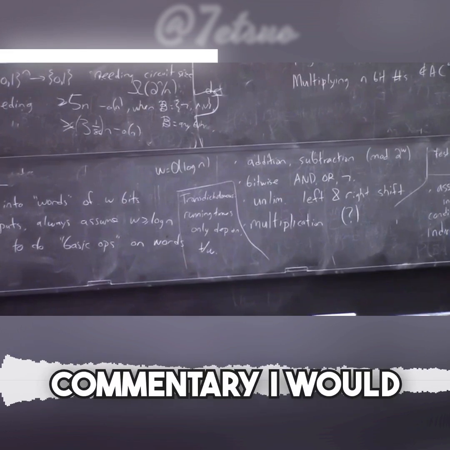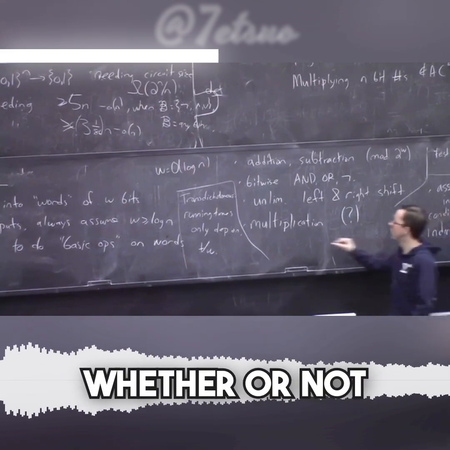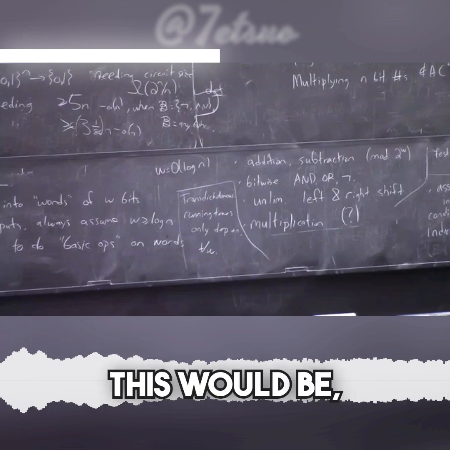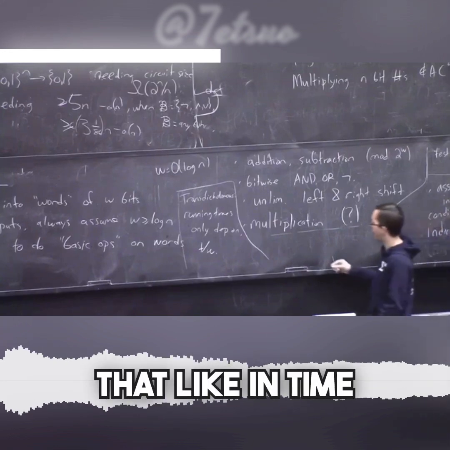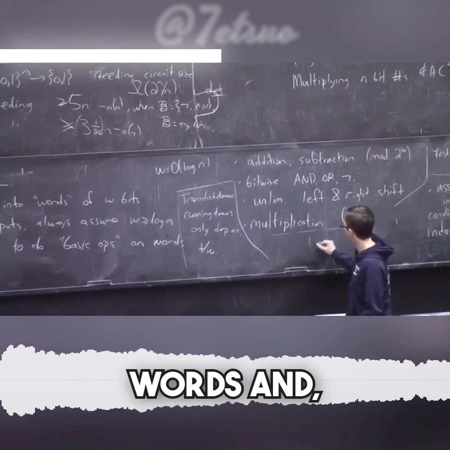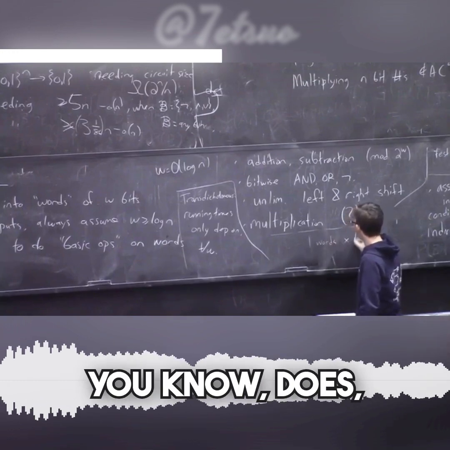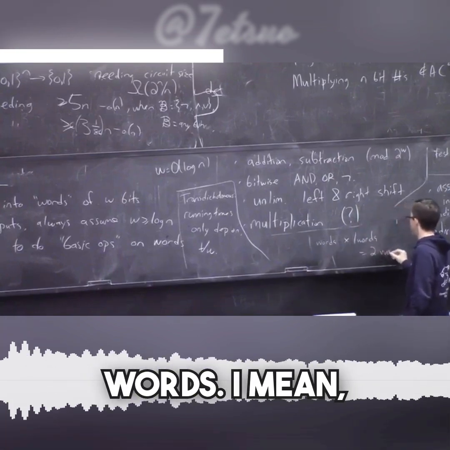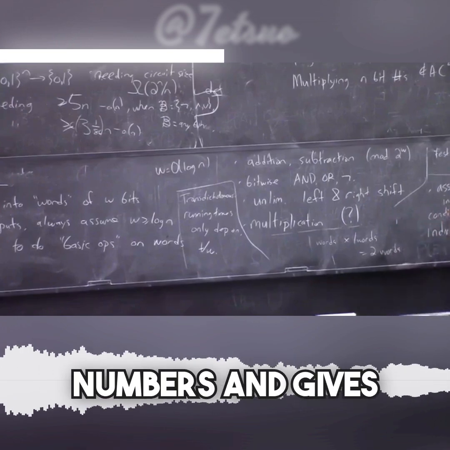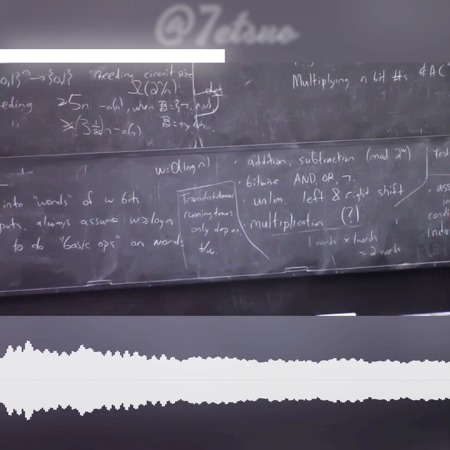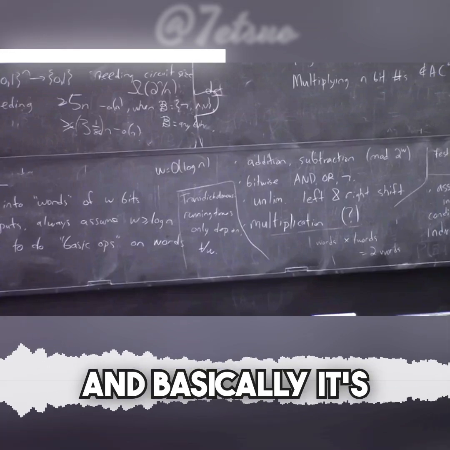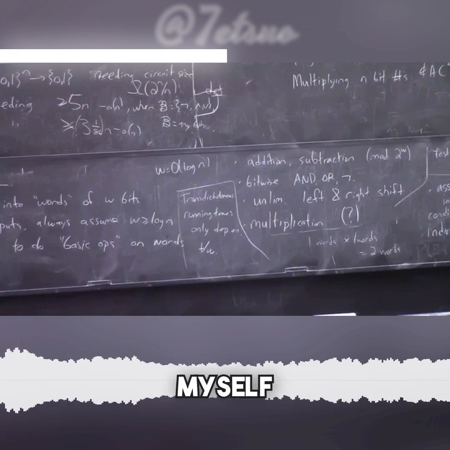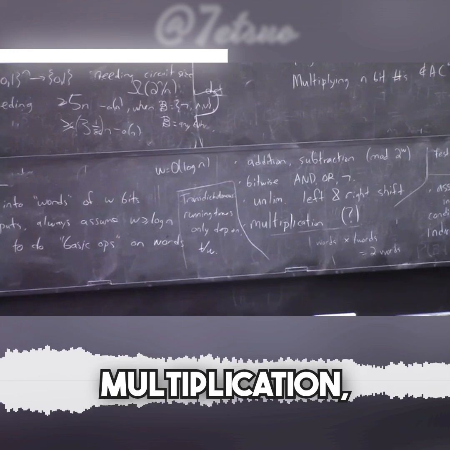The next detailed commentary I would like to make is, let me get back to this issue, whether or not you allow multiplication. This would be a basic instruction that, in time 1, takes 2 words and gives you the answer to their product, which takes up 2 words. I mean, takes 2 one-word numbers and gives you the 2-word product. Basically, it's up to you whether you want to allow it. If you're going to write a paper where it makes a difference, you can say, I'm allowing myself multiplication. Or you're like, I'm doing it without multiplication, like a champ.